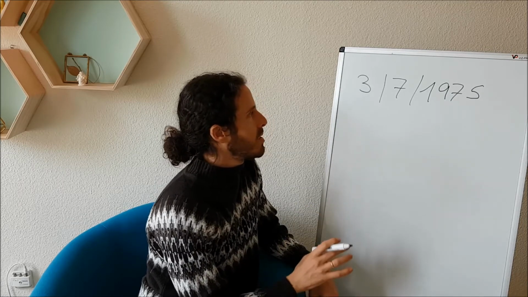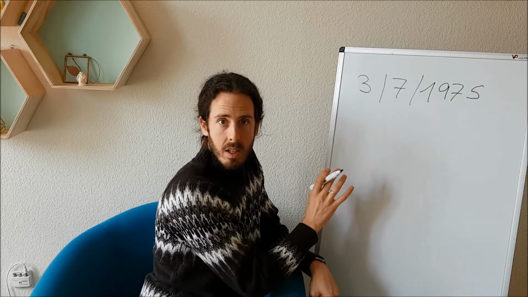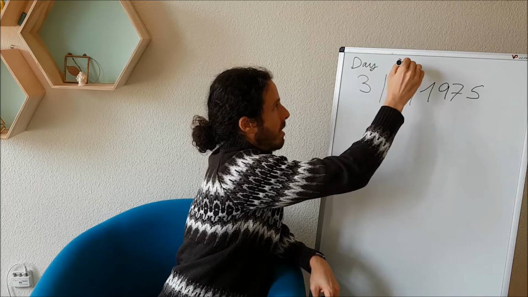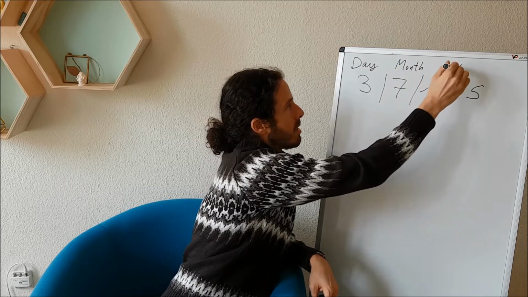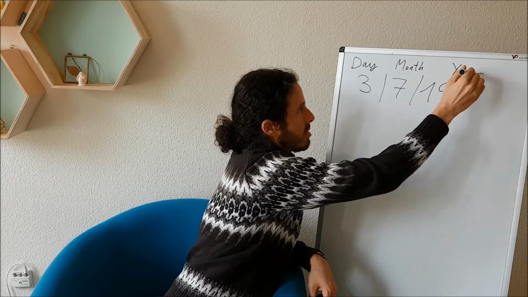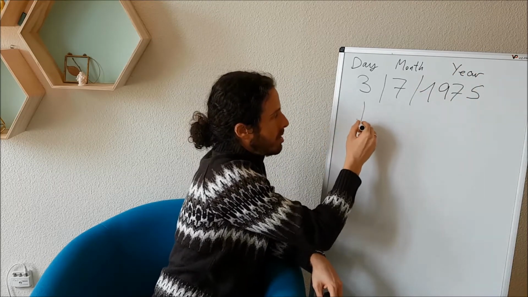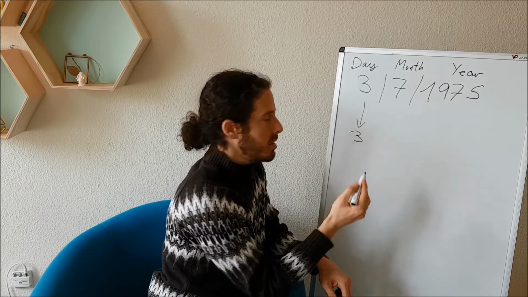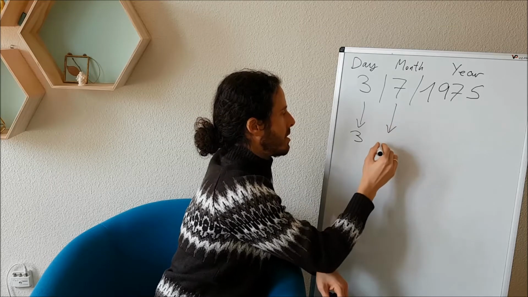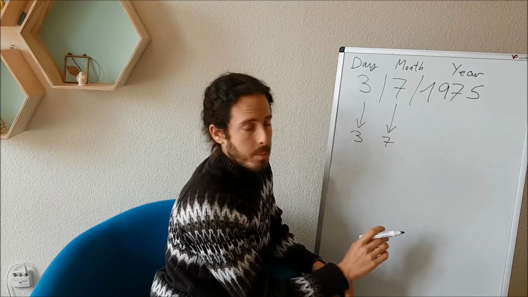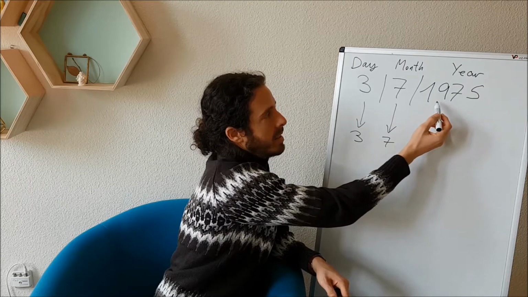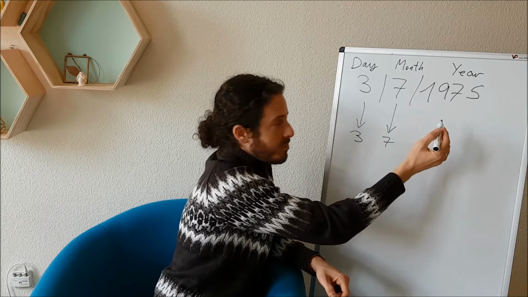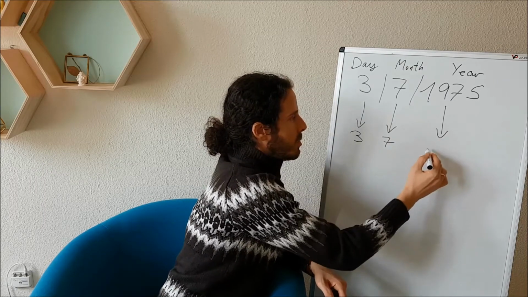First of all, you want to reduce each part of the date of birth, the day, the month, and the year, into a single digit. So we'll do that each one separately. 3 is already a single digit. Very simple. It remains a 3. 7 is already a single digit. It remains a 7. Now here we have a more complex number. We have 1 plus 9 plus 7 plus 5, and that equals 22. So we write a 22.